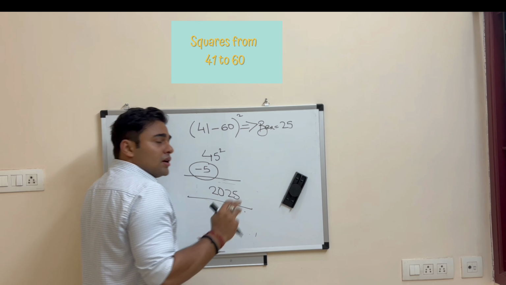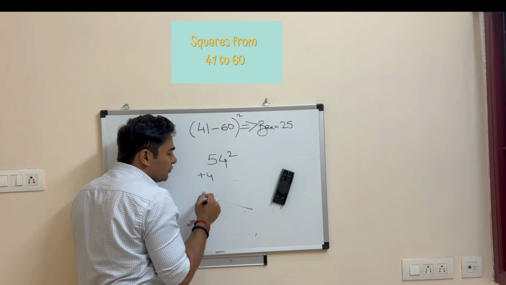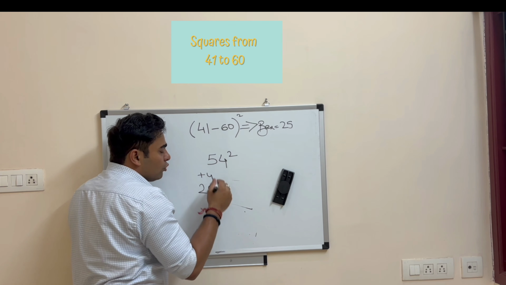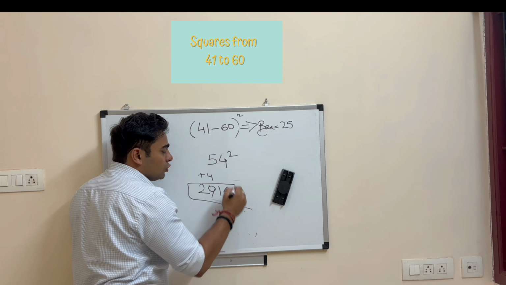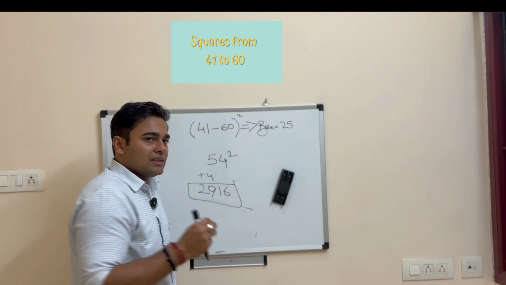Now let's say 54. If I want to find the square of 54, how much is it more than 50? It is plus 4. So we are taking the base as 25. So 25 plus 4 is 29, and then 4 square is 16. So the answer is 2916. So in that way you can see how you can easily find out these things.